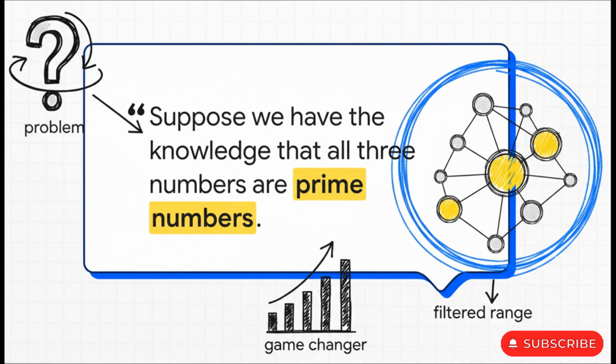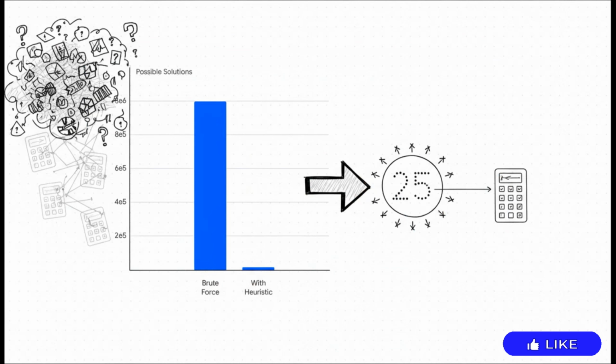What if that hint is that all 3 numbers in the pin are prime numbers? This single piece of information, this heuristic, completely transforms our problem. We're no longer looking at all the numbers from 0 to 99. We're now only interested in the prime ones. And just look at what that does to our search space. Between 0 and 99, it turns out there are only 25 prime numbers. So instead of 100 options for each part of the pin, we only have 25. Our total number of combinations drops from 1,000,000 all the way down to just over 15,000. That is a massive reduction.